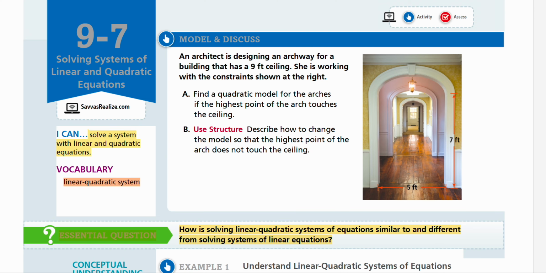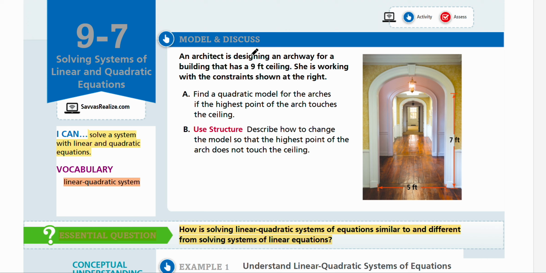Welcome to Algebra 1, Lesson 9-7, Solving Systems of Linear and Quadratic Equations. In this lesson, we'll be able to solve a system with linear and quadratic equations. The lesson vocabulary will be linear quadratic system. Whenever we see the word system, you can expect two or more equations. So here we'll probably see one linear and one quadratic as a system.